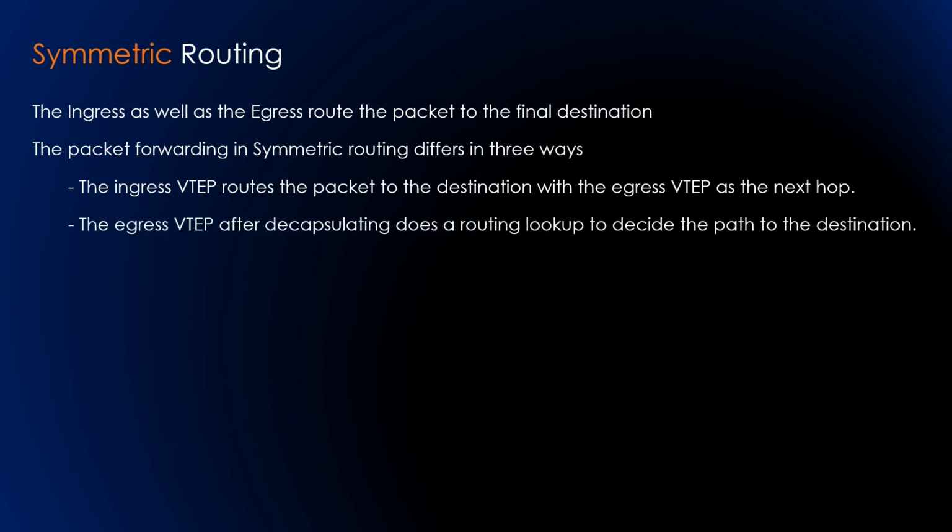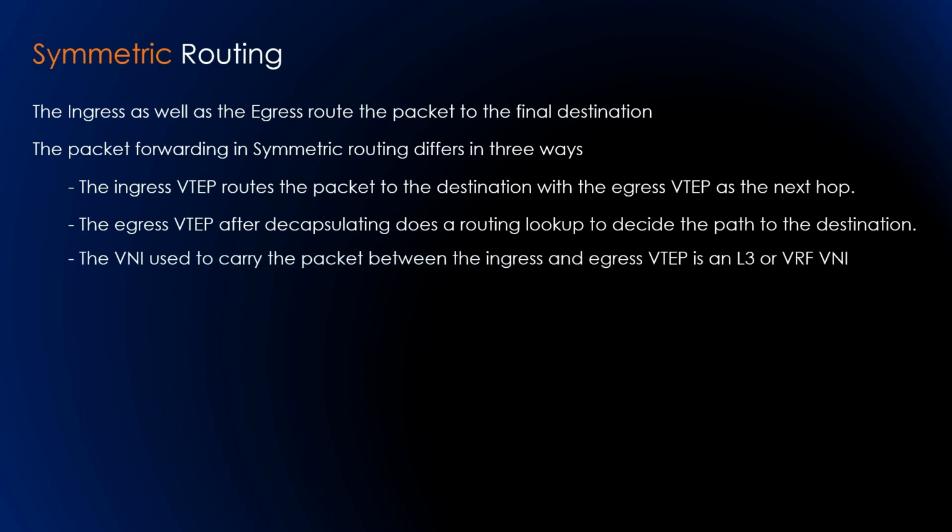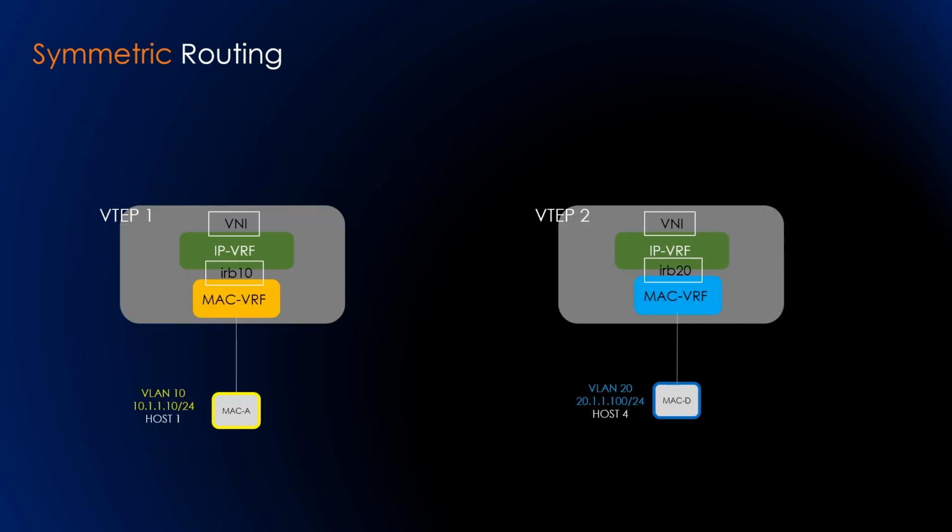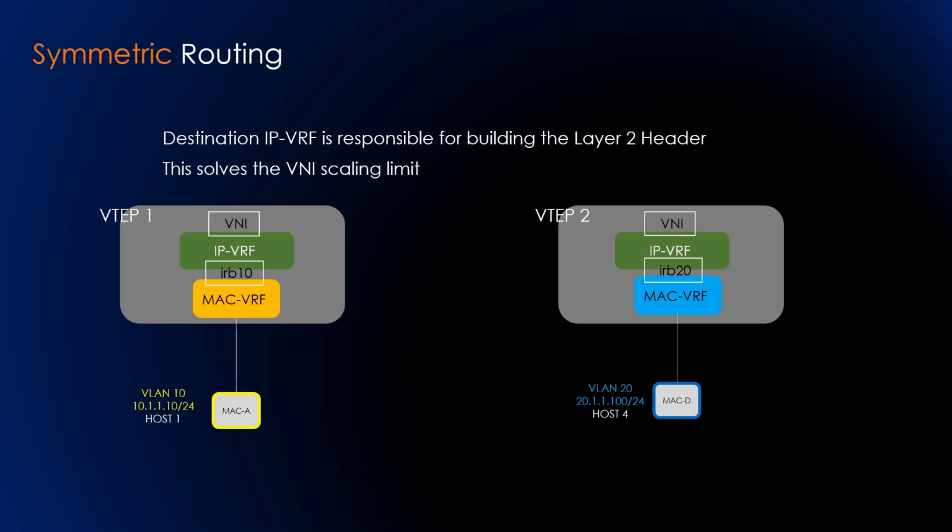Second, the egress VTEP, after decapsulating, does a routing lookup to decide the packet's path to the final destination. Third, the VNI used to carry the packet between the ingress and the egress VTEP is a layer 3 or VRF VNI. So the layer 3 VNI is different from the layer 2 VNI of the source or the destination network. Symmetric IRB works by adding an IP VRF to the data path on both the source and destination leaves. This means that the destination IP address is responsible for building the layer 2 header. So this basically solves the VNI scaling limit.